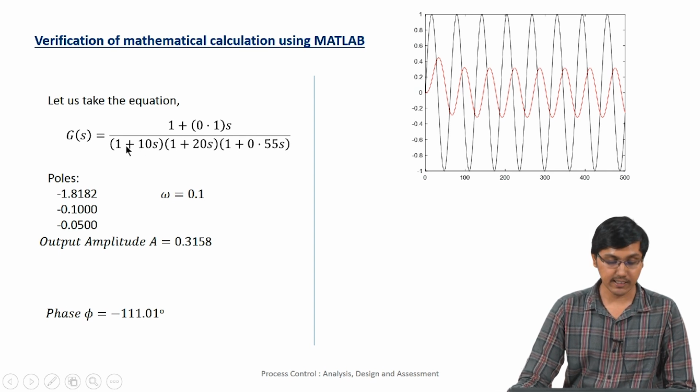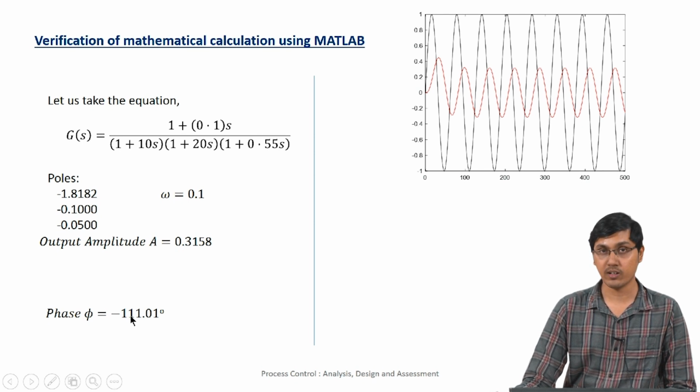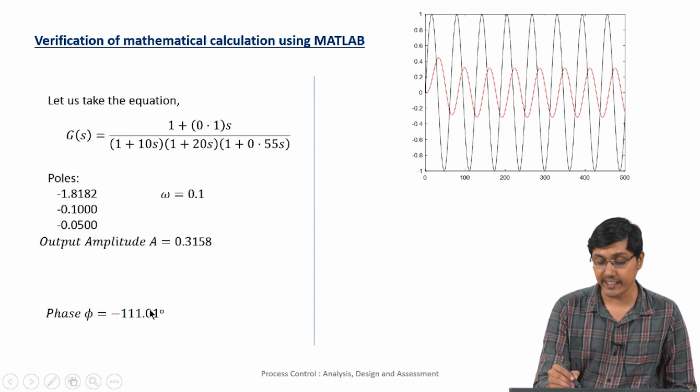So whatever we derived is correct basically, and then we are taking G of s is equal to this, and then output amplitude equal to A into output amplitude, we get A equal to 0.3 here, and phase we get minus 111 degrees. So we can basically see here it is very evident.